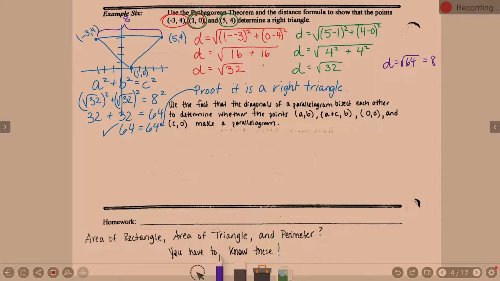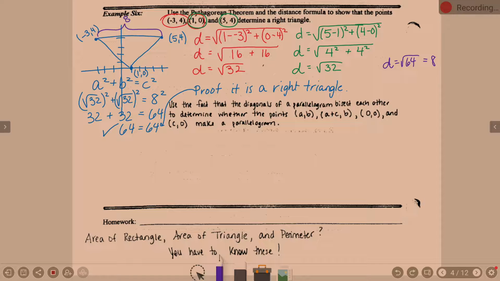They use lovely variables instead of numbers. But the idea: use the fact that the diagonals of a parallelogram bisect each other. What's it mean to bisect something? Go through it where? In the middle, right? If something bisects it, it cuts it in 2 equal halves. Okay? And so they give us these ordered pairs to make a parallelogram.